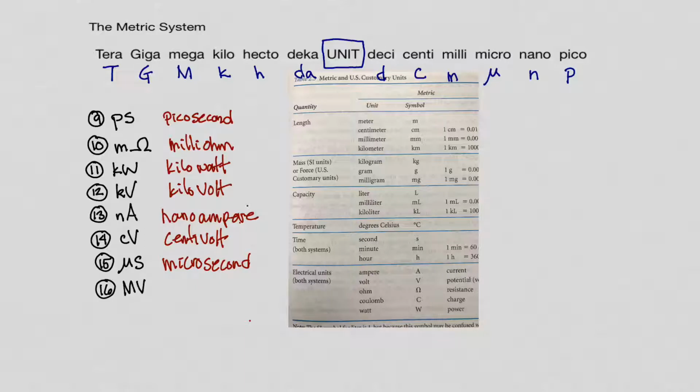And then finally, we've got this capital M, which we know to be mega, and V, which is over here, and that's a volt. So what we've got here is a mega volt.